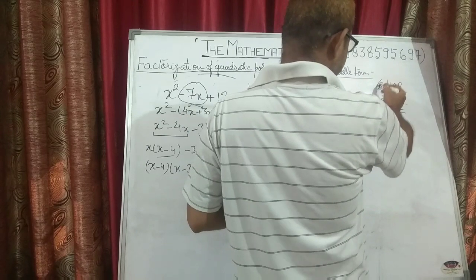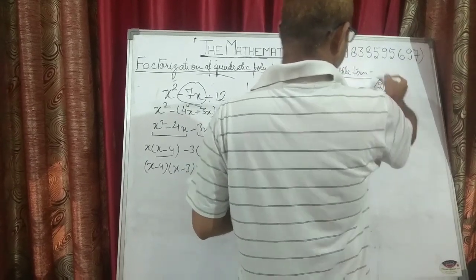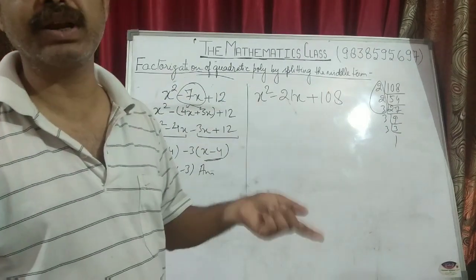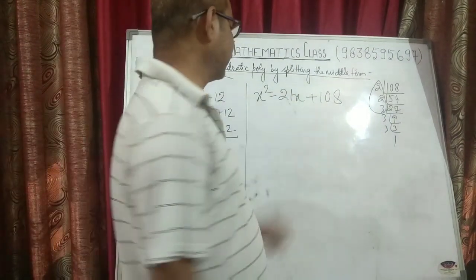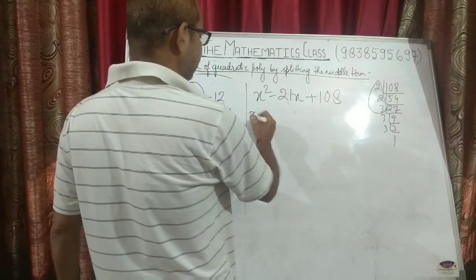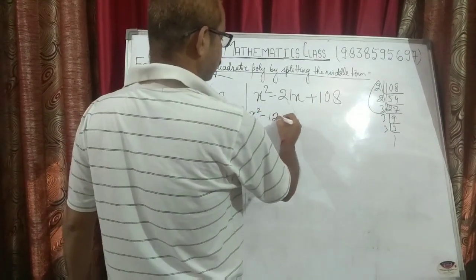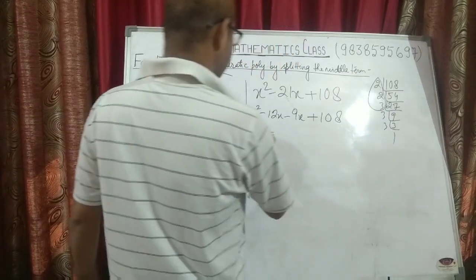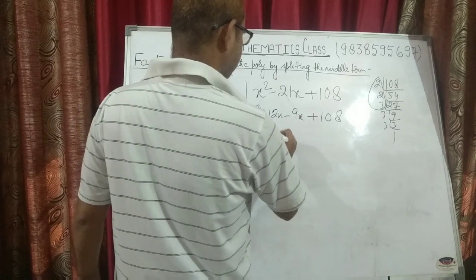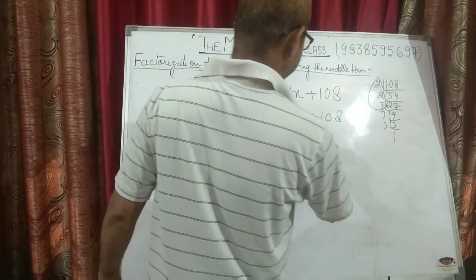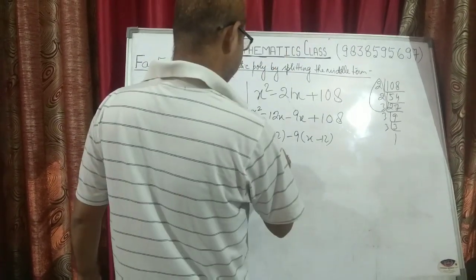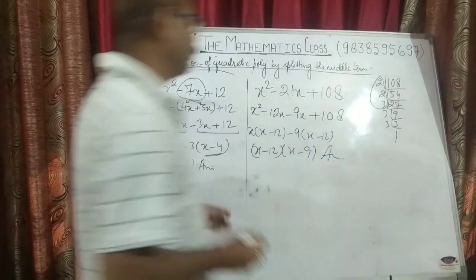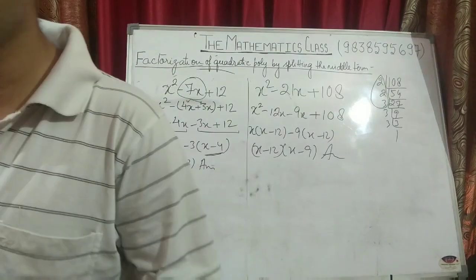If we take these factors, 12 and 9 is 21, and 12 nines are 108. It means this can be written as x squared minus 12x minus 9x plus 108. So x common, x minus 12, minus 9 common, x minus 12. So x minus 12 common, and x minus 9 is the final value. Now we'll stop.